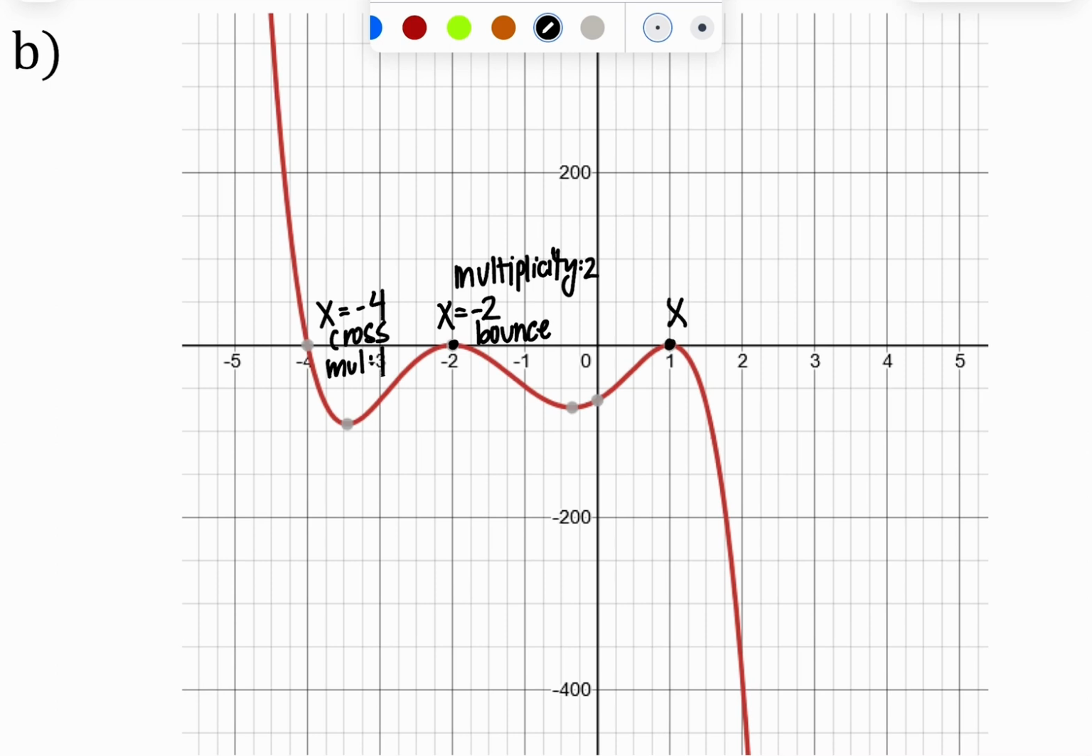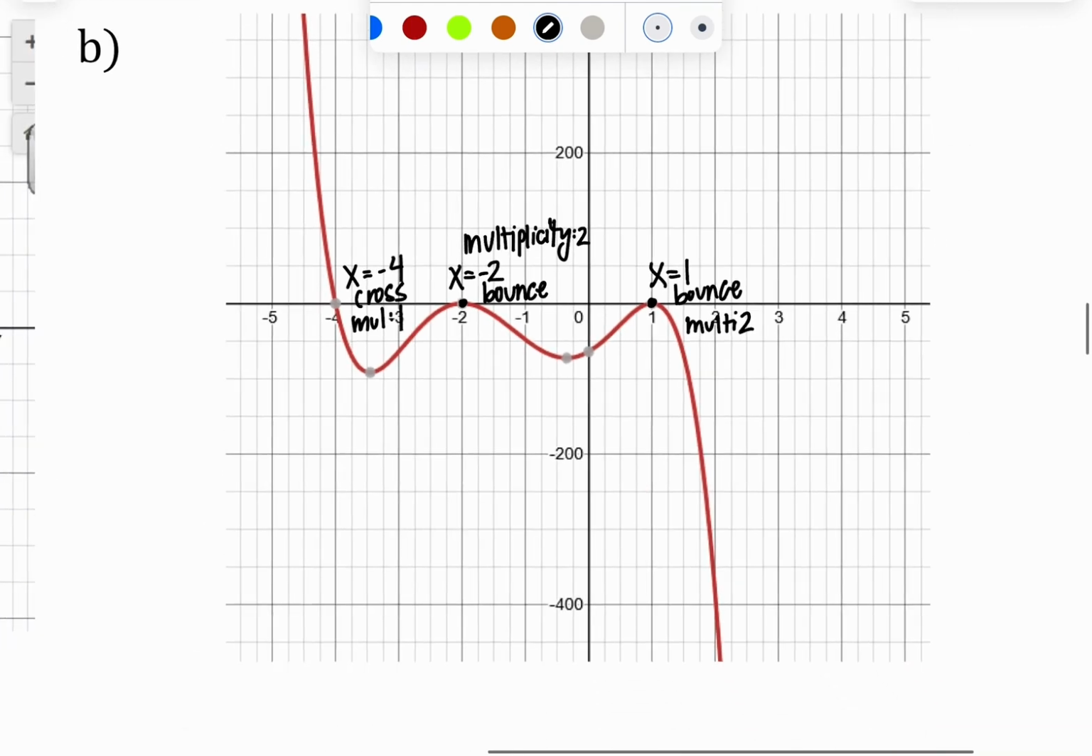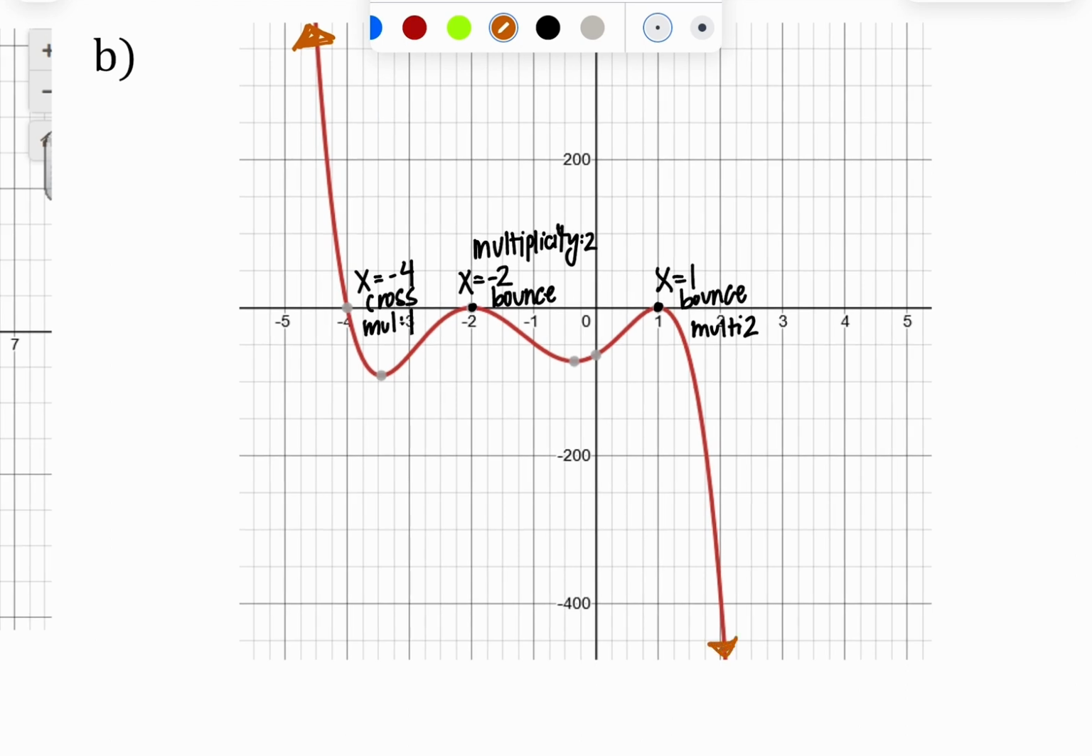At x equals 1, it's also a bounce. So the multiplicity is 2 because it's not creating a saddle either there. And then this has an odd degree since it's switching. It's going from increasing on the left side to decreasing on the right side, which means that this is going to have a negative coefficient.